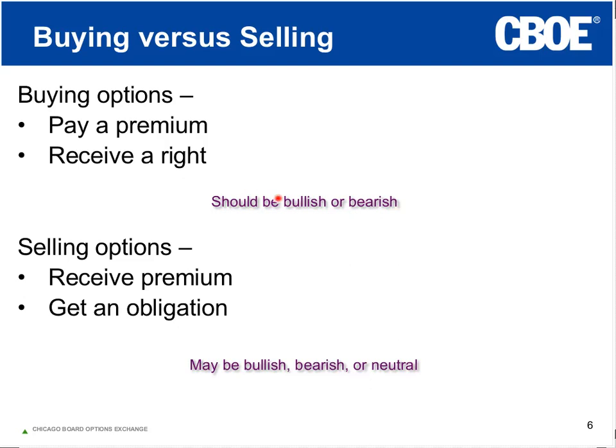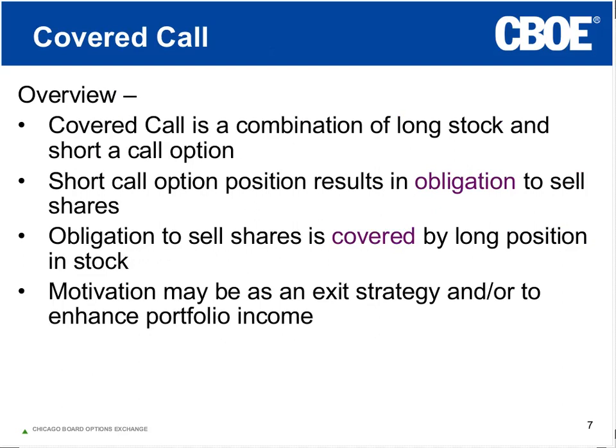When you're buying options, you're going to be outright bullish or bearish. One of the other nice pieces to the puzzle here with selling option contracts is you can be bullish, bearish, or you can actually be neutral. And I'll expand on that as we take a look at some of the strategies here.